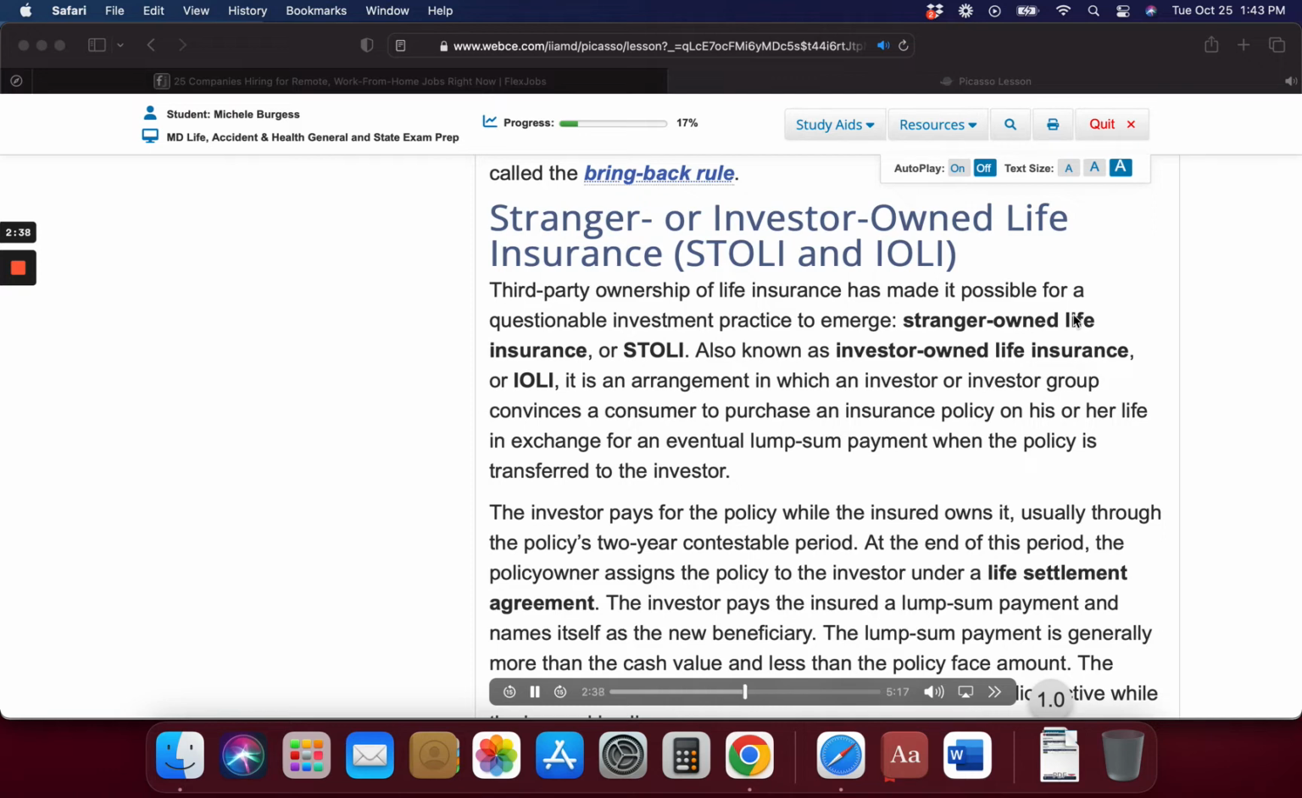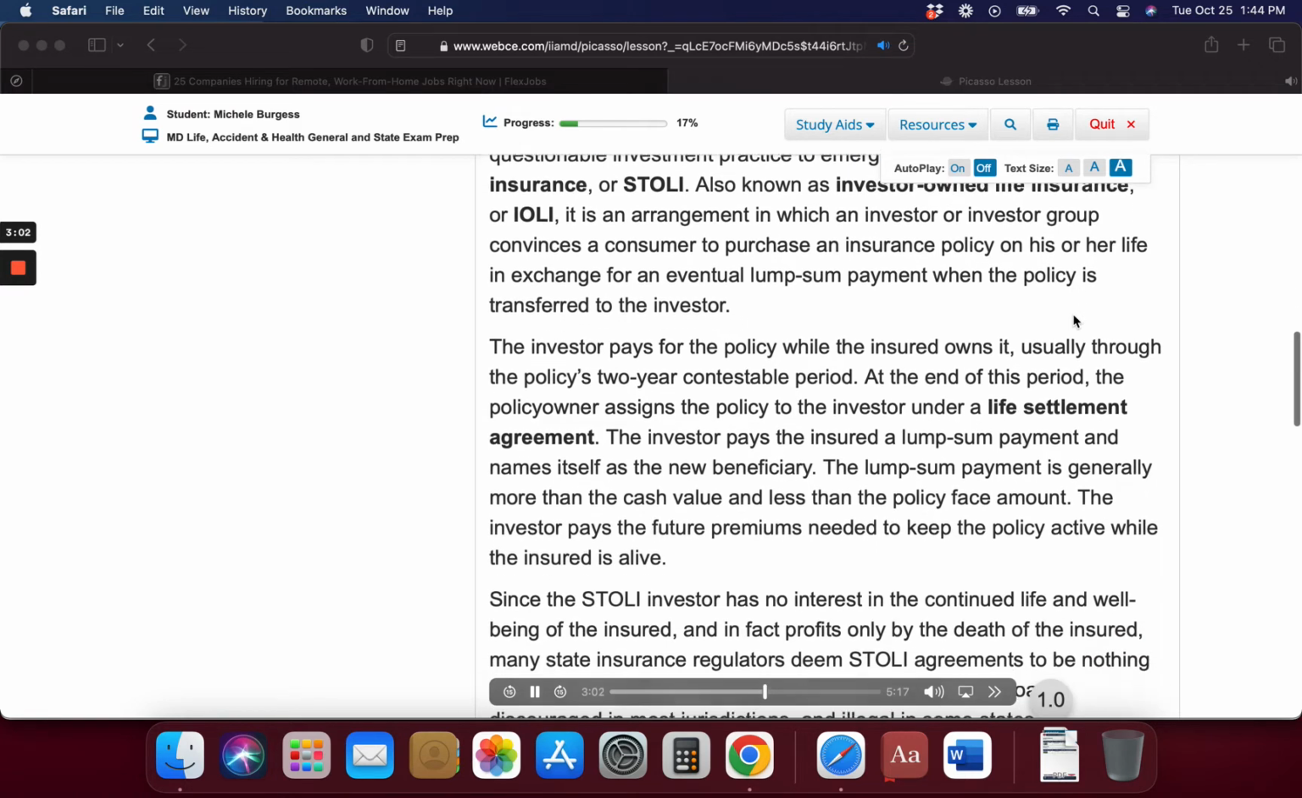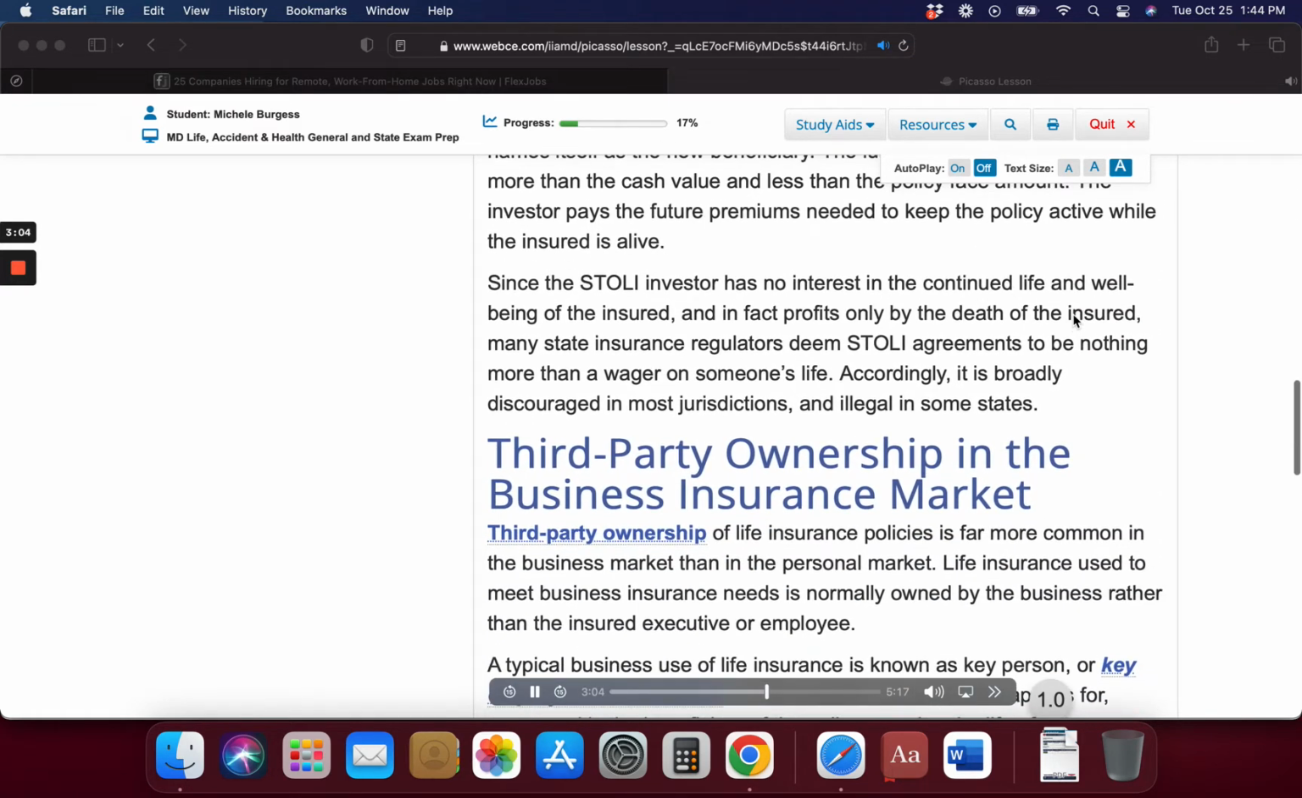The investor pays for the policy while the insured owns it, usually through the policy's 2-year contestable period. At the end of this period, the policy owner assigns the policy to the investor under a life settlement agreement. The investor pays the insured a lump sum payment and names itself as the new beneficiary. The lump sum payment is generally more than the cash value and less than the policy face amount. The investor pays the future premiums needed to keep the policy active while the insured is alive.